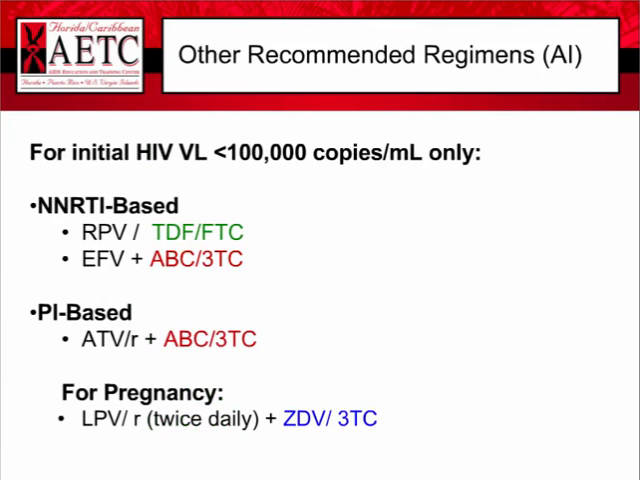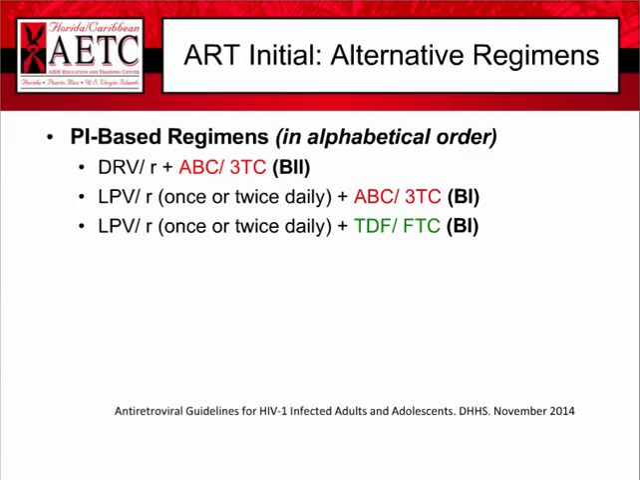Won't dwell on them too much, but these are when your initial HIV viral load is less than 100,000 copies. You can use a rilpivirine-based, which is your Complera, or your efavirenz with your abacavir and your lamivudine. You can also substitute an atazanavir with your Epzicom combination here. And for pregnancy, still recommended lopinavir plus zidovudine and lamivudine, which is your Combivir therapy, very well known for pregnancy. In pregnancy world, we like to use zidovudine because it has the most efficacy that we've demonstrated.